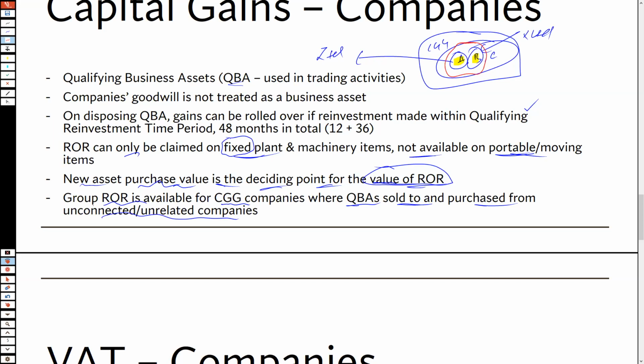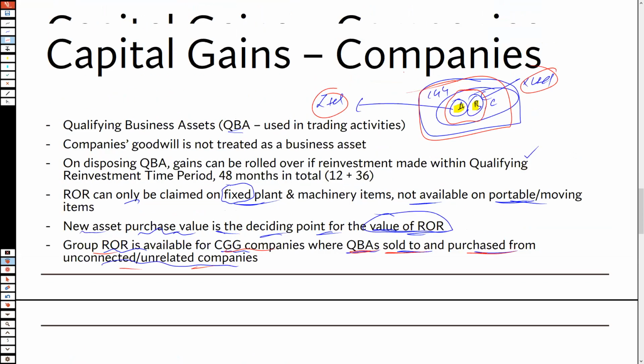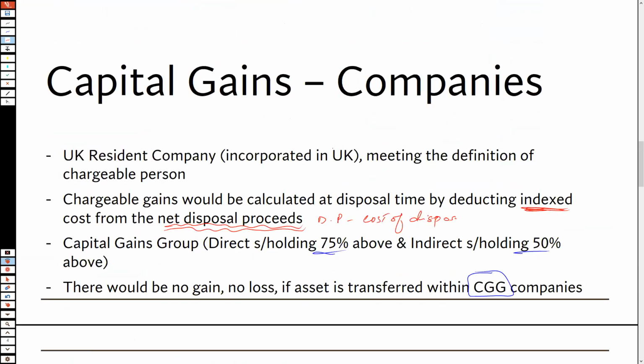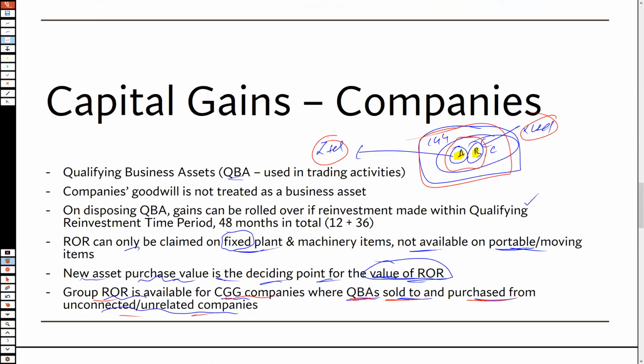So that's the meaning. Group rollover relief is available for capital gain group companies where qualifying business assets are sold to and purchased from unconnected companies. But these companies A and B are in the same capital gain group, so these companies would be able to claim the group rollover relief. Is that okay? If you have any specific queries with respect to the concepts discussed on company capital gains, you may please ask. And if you are okay, we can move forward and start discussing the other areas which are tested in the exam question.